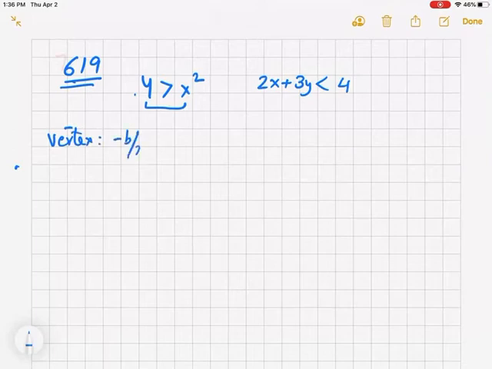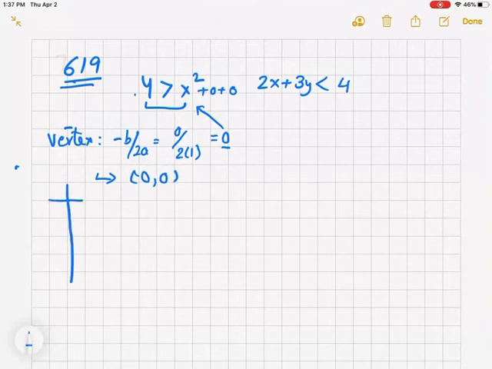The vertex is negative b over 2a. So b is missing, there's nothing for b, nothing for c. I would say 0 divided by 2 times 1, which makes it 0 for x. How do we find y? You need to plug this number back into the original and solve for y. So the vertex would be 0 and 0. All right, now we need to make a table.